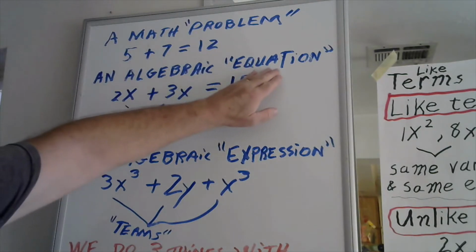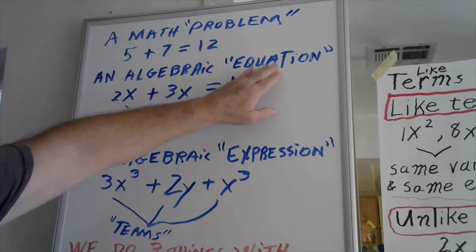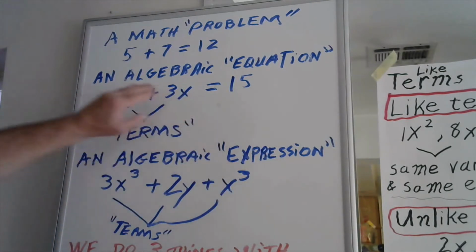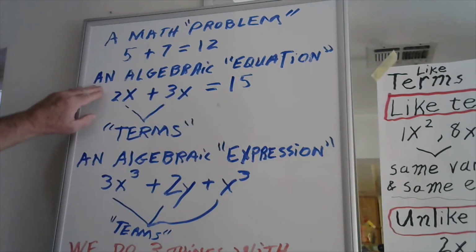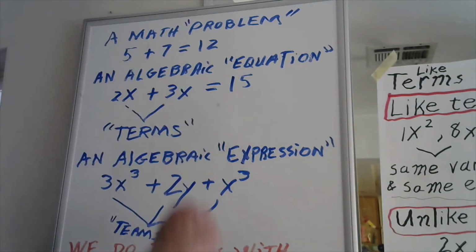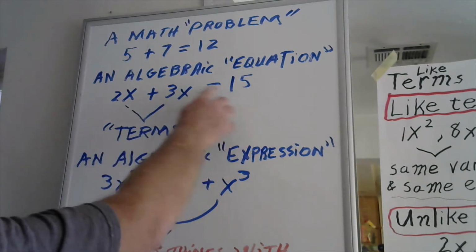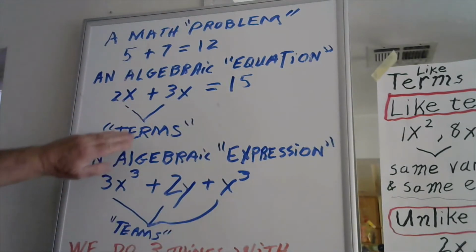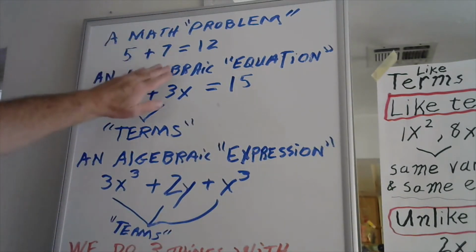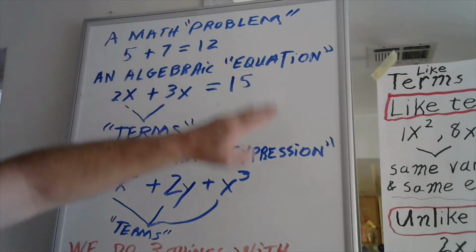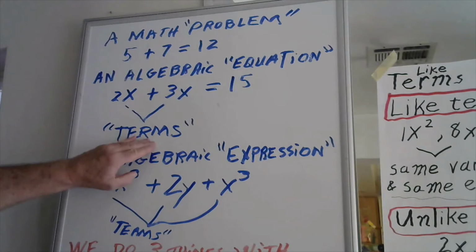Problems became equations, or expressions, but an equation suggests that there's an equal sign and that we try to balance one side with the other. But in any case, we've gone from problems with numbers to equations with terms.